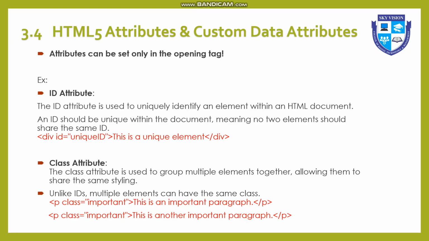We have a lot of attributes, not only two, but I would really like to discuss the major two attributes. One is the ID and the second is the class. Where are we using ID? If we have a lot of elements of the same type and we need to declare each element to be unique, we can declare that using ID only.